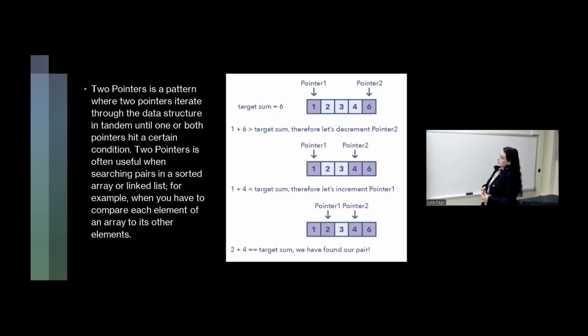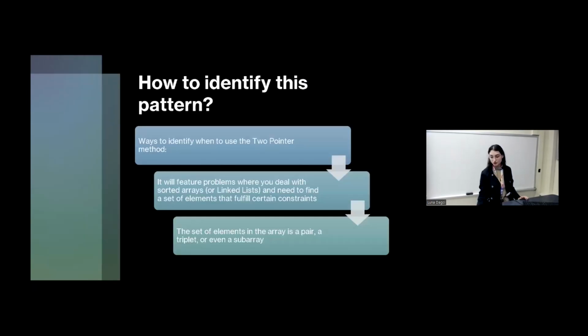So yeah, two pointers is a pattern where two pointers iterate through the data structure. It is useful when we are searching for pairs in a sorted array or linked list. So yeah, this is an example. We will look for more examples in a moment.